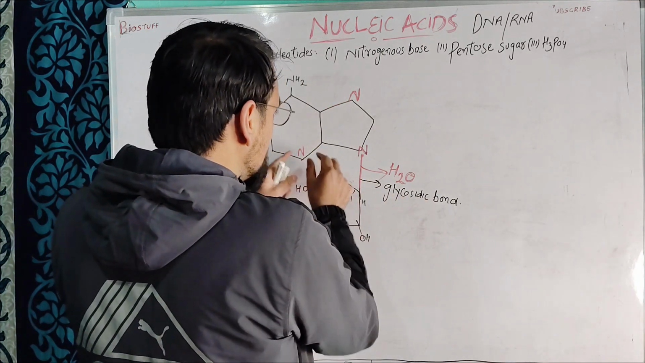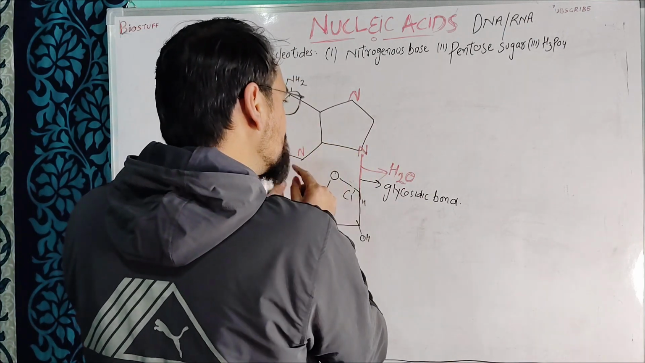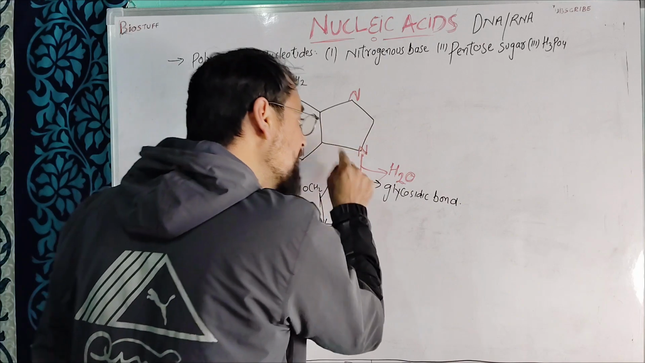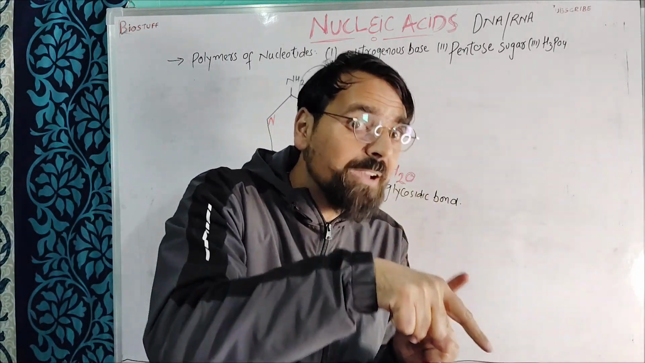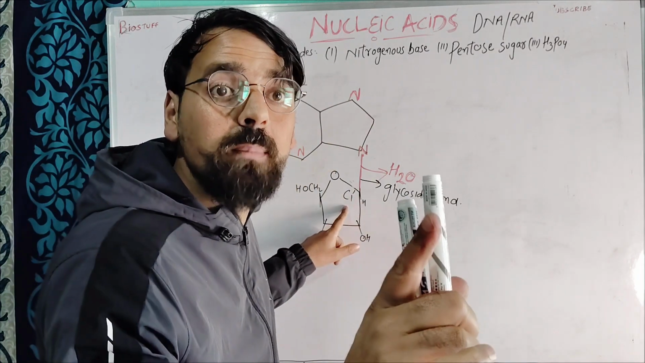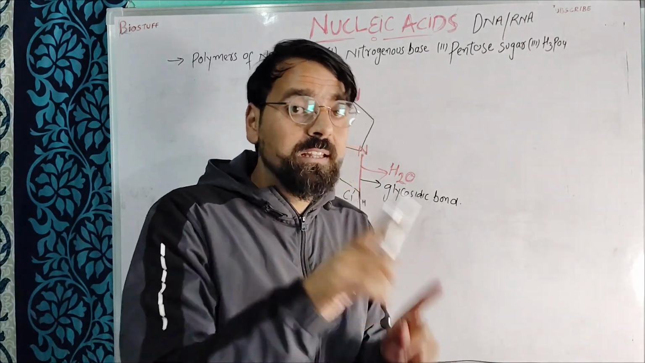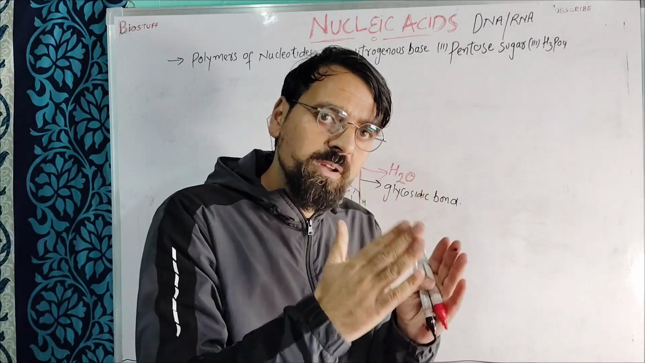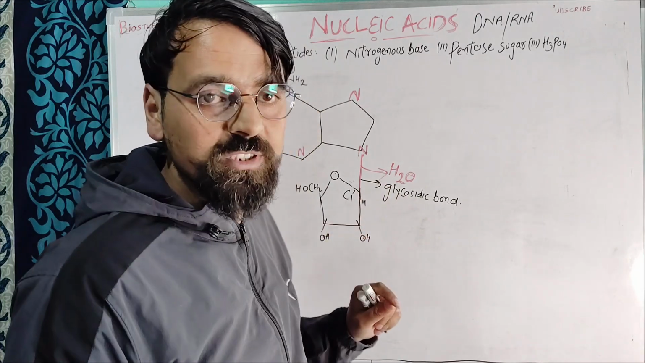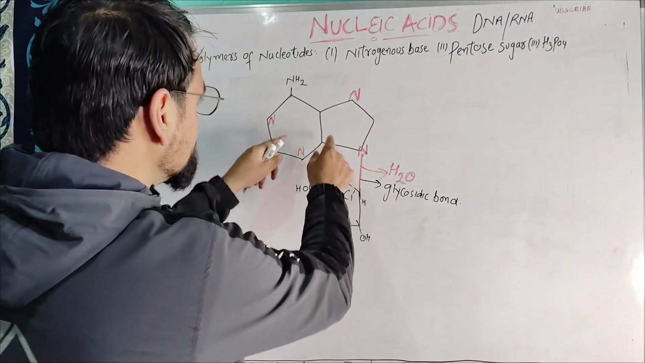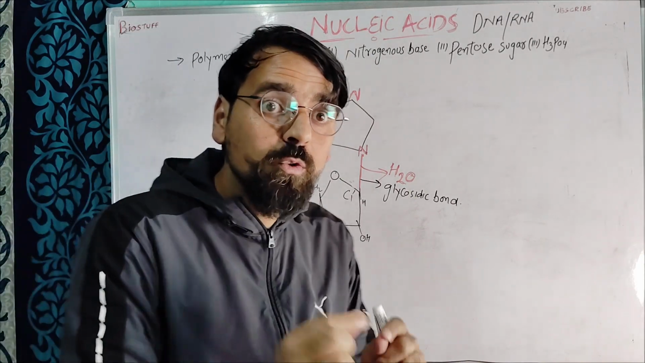But had it been a pyrimidine, either thymine, uracil or cytosine, then position number 1 of the pyrimidine is involved in the glycosidic bond with the carbon 1 prime of the sugar. If it's a pyrimidine, then position number 1. If it is a purine, then position number 9. And from the sugar, always carbon 1 prime is involved in the formation of the glycosidic bond. So this is a nucleoside. Nitrogenous base plus pentose sugar makes a nucleoside.